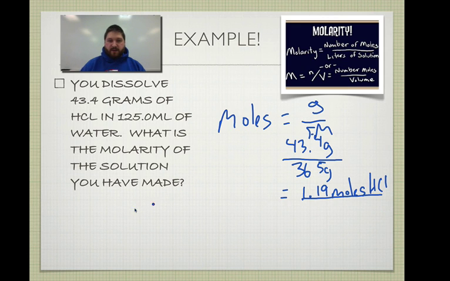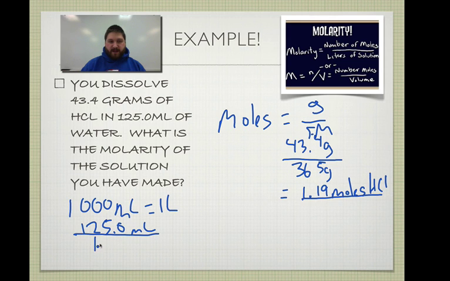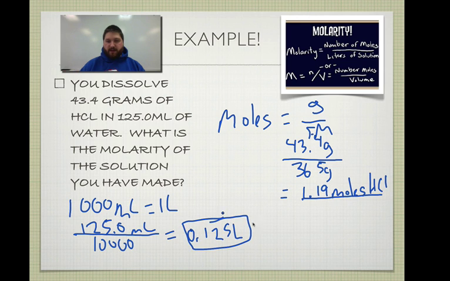For liters, there is 1,000 milliliters in 1 liter. So if I have 125.0 milliliters, I'm going to divide by 1,000 in order to get 0.125 liters, and this is the second part that I need.